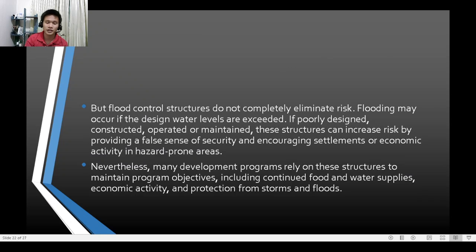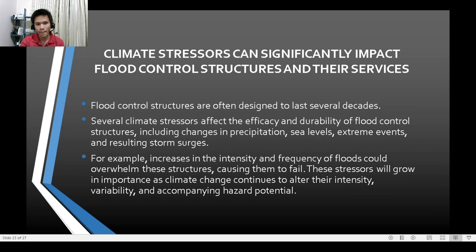So but flood control structures do not completely eliminate the risk. So flooding may occur if the design water levels are exceeded. If poorly designed, constructed, operated, or maintained, these structures can increase risk by providing a false sense of security and encouraging settlements or economic activity in hazard-prone areas. Nevertheless, many development programs rely on these structures to maintain program objectives, including continued food and water supplies, economic activity, and protection from storms and floods.